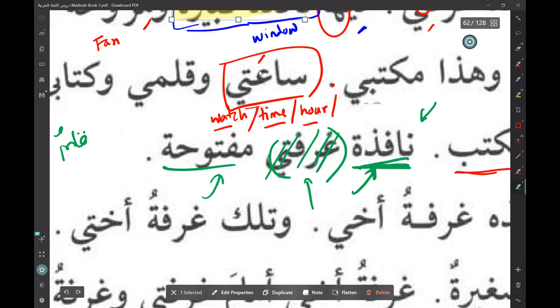Why? Because nafida, is it indefinite or definite in this situation when you have idafa? Definite. So that means your adjective also has to be definite. If you just put alif lam here, then yes, you say nafidatu ghurfatil maftuha, but that means the sentence is not complete. You're saying the open window of my room. Open window of my room. So that would not be a complete sentence.